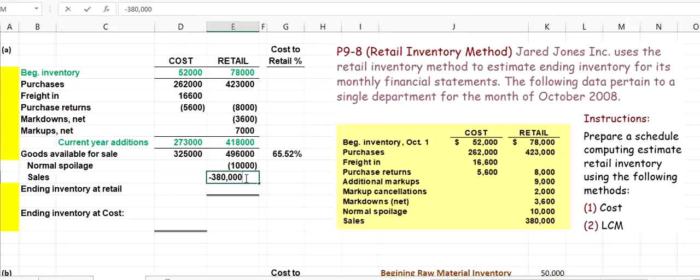So if you are making sales, and sales means inventory is going to the customers, then it's going down with you actually. So what we will do is 4,96,000 minus 10,000 plus 3,80,000. It will give us a value of $1,06,400. So this was available for sale. $4,96,000 worth of retail in inventory was available for sale.